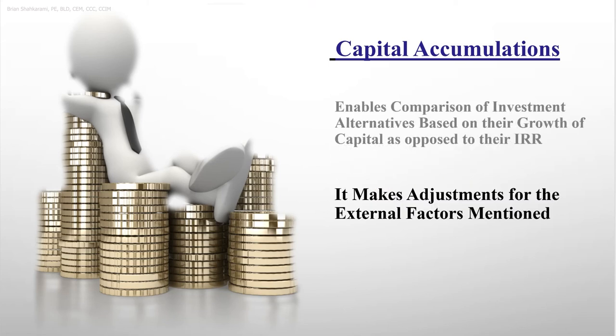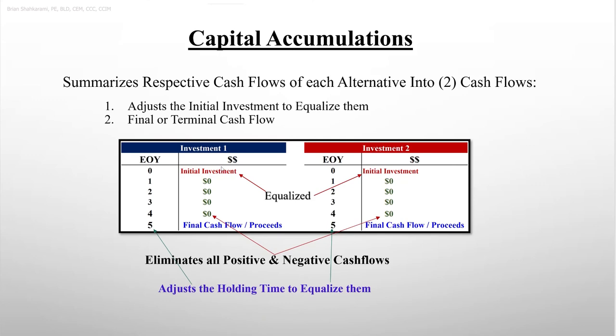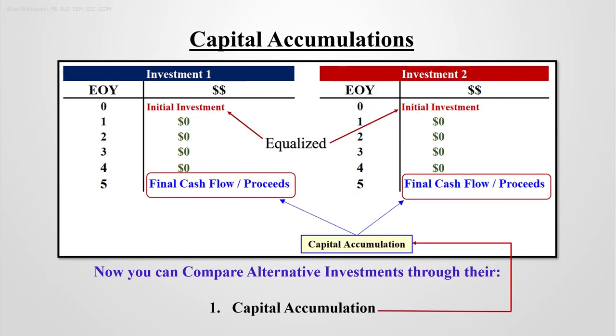And the best thing about it is that this method can make adjustments for all the external factors that we just talked about. It eliminates all your real estate investment cash flows by projecting them into the future using a reinvestment rate to the disposition year, and then combines it with the disposition price to give you your accumulated capital. Hence the phrase capital accumulation. So for comparison purposes, at the end, all you have is nothing but your initial investment and your proceed at the end. And this proceed is your capital accumulation.